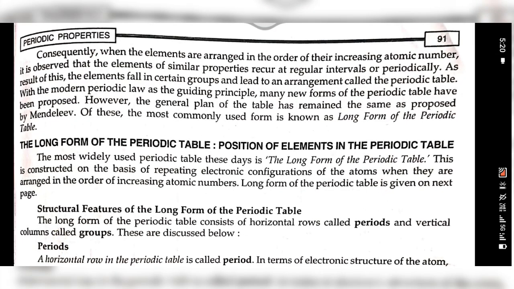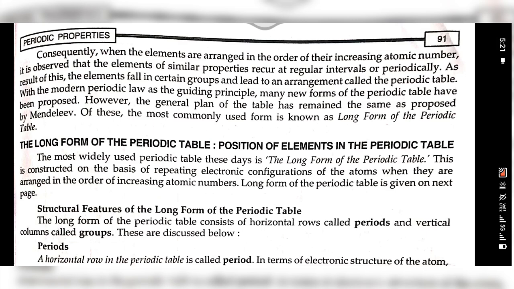Consequently, when the elements are arranged in the order of their increasing atomic number, it is observed that the elements of similar properties recur at regular intervals or periodically. As a result of this, the elements fall in certain groups and lead to an arrangement called the periodic table. With the modern periodic law as the guiding principle, many new forms of the periodic table have been proposed. However, the general plan of the table has remained the same as proposed by Mendeleev. Of these, the most commonly used form is known as the long form of the periodic table.